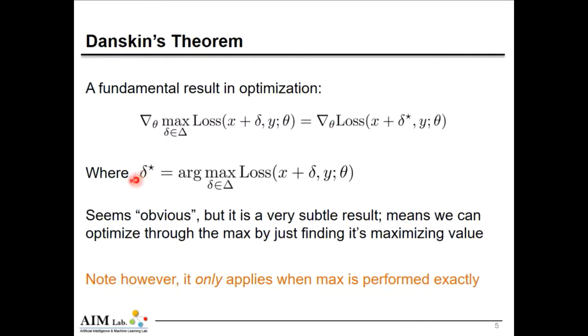In other words, let delta star denote the optimum of the inner optimization problem. Then the gradient we require is simply given by this. It is actually a subtle point, and it is not trivial to show that this holds. We don't prove Danskin's theorem here, just note this property on this slide.